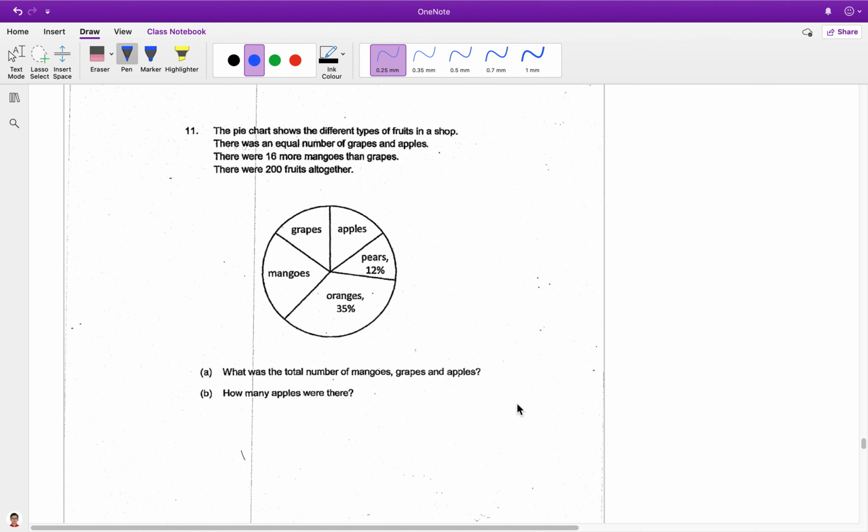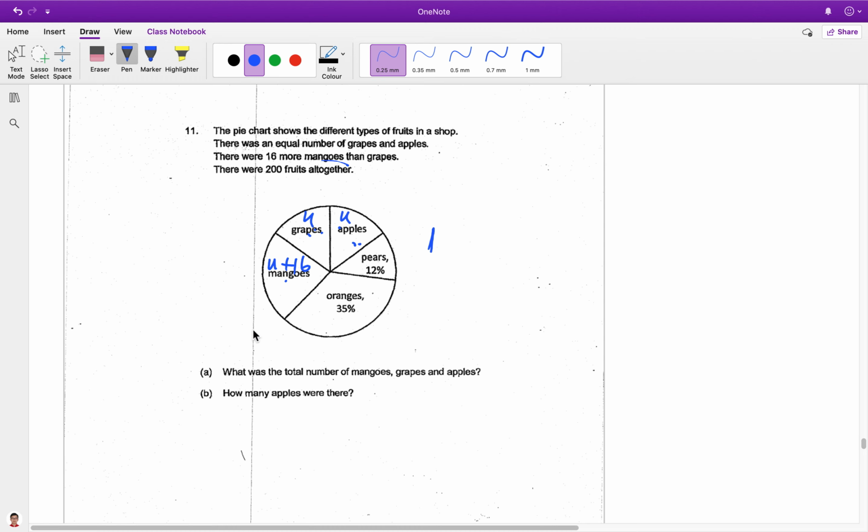Okay, question 11. The pie chart shows different types of fruits in a shop. We see that in the pie chart, in total, there are different fractions. Total is 1, right? So there were an equal number of grapes and this one, these two are equal. There were 16 more mangoes than grapes. In total it is 200, right? So here we can assume, because we know that these two are equal and this one is 16 more than this one, so consider this u, this one is u plus 16, right?